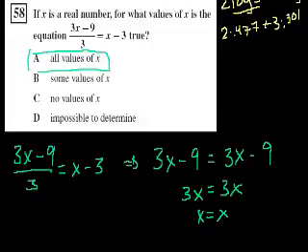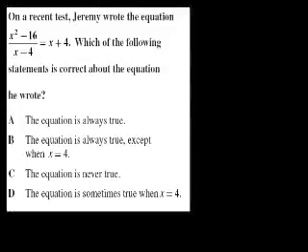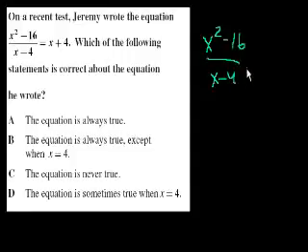All right. Let's do one more. I've copied, and now I have pasted. On a recent test, Jeremy wrote the equation (x squared minus 16) divided by (x minus 4) is equal to x plus 4. Which of the following statements is correct about the equation he wrote? So let's play with it a little bit. (x squared minus 16) over (x minus 4) is equal to x plus 4.